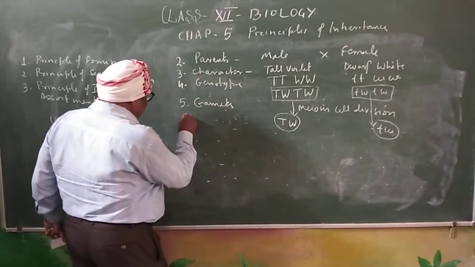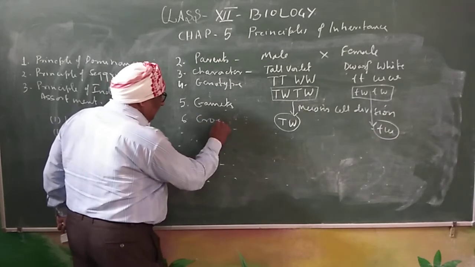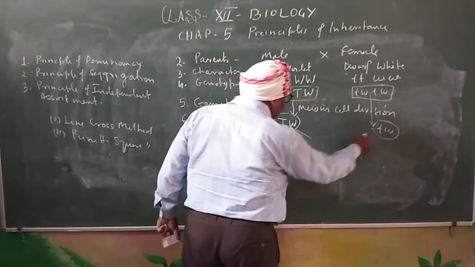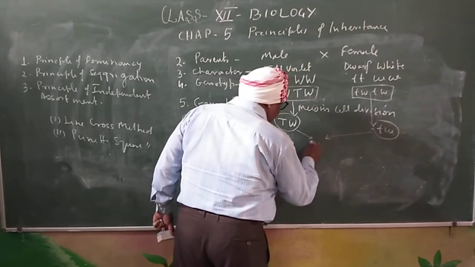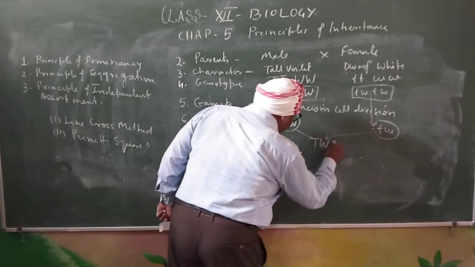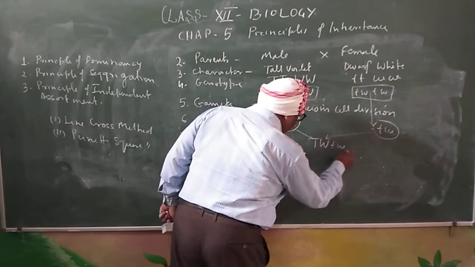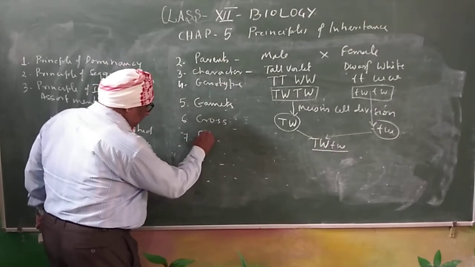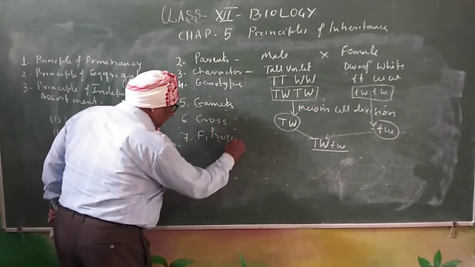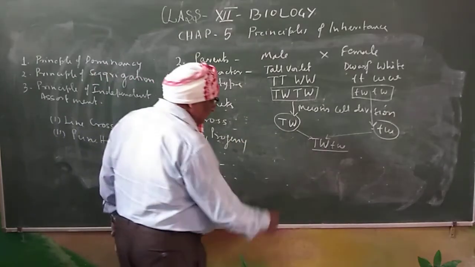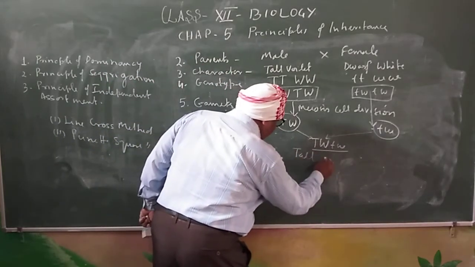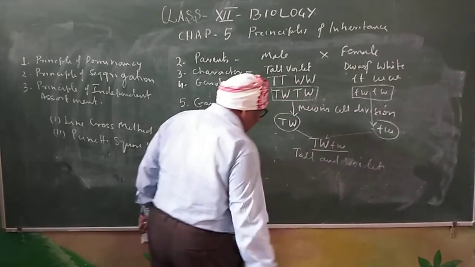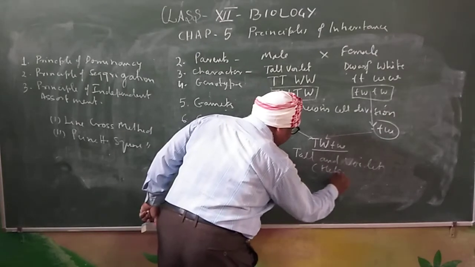Now, the next point comes to when gametes are formed, they have to cross together, and this cross is direct in the form of a progeny, that is capital T, capital W, small t, small w, and that can be called F1 progeny. This F1 progeny is represented as tall and violet, and it is heterozygous.